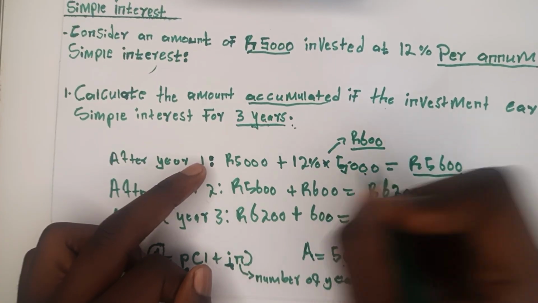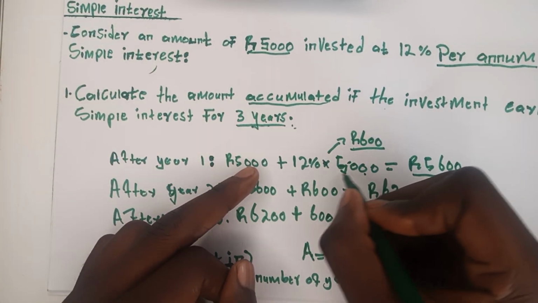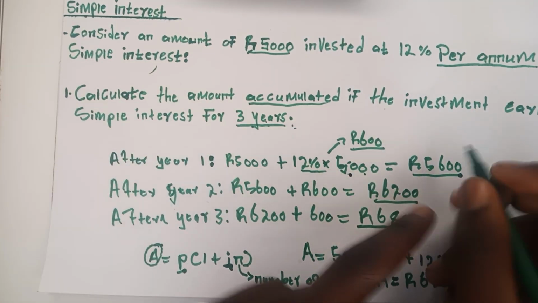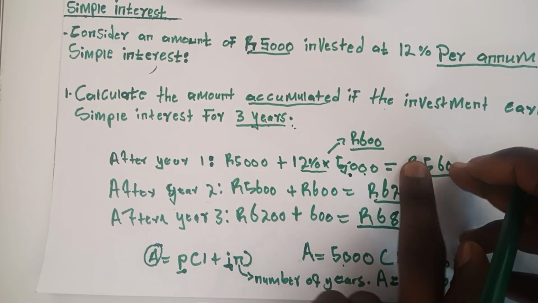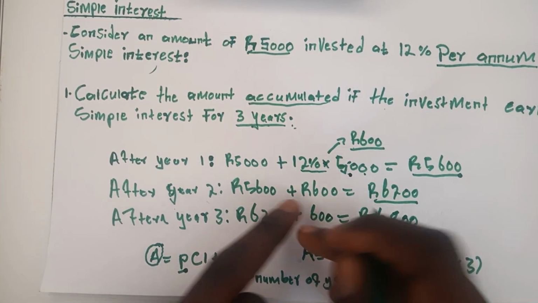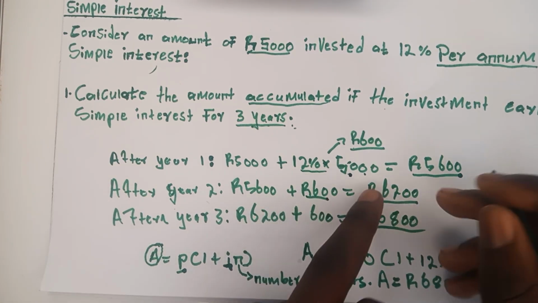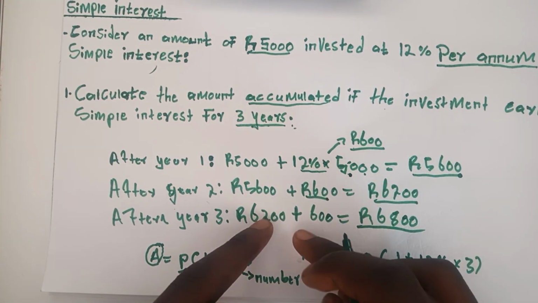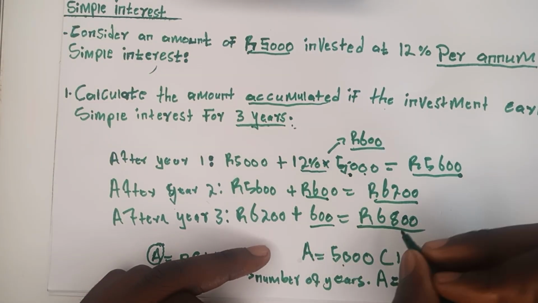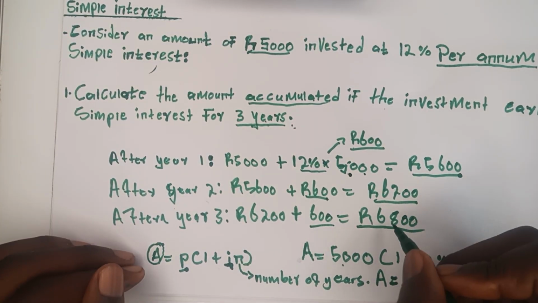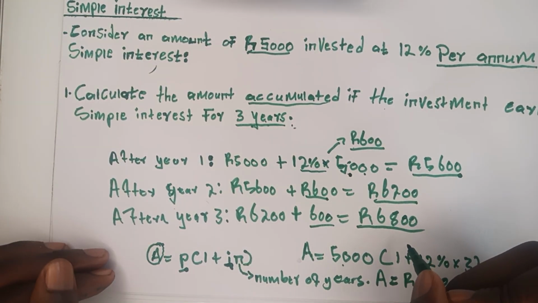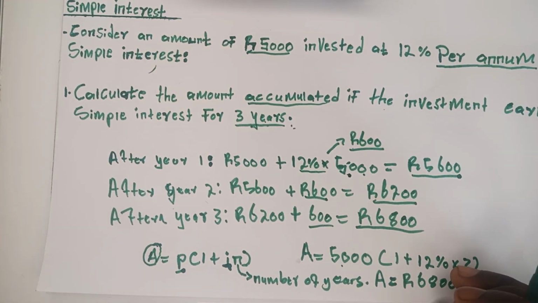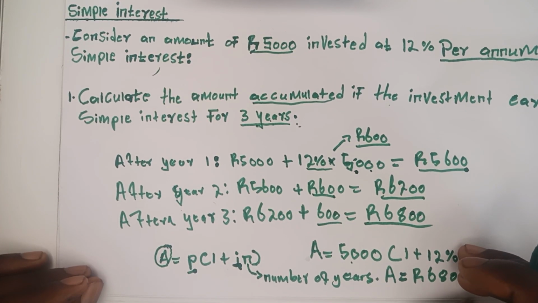Can you take a look here? We added 600 to the initial amount, which was 5,000, and then again we take that accumulated amount after the first year and add the same 600, and then we take the accumulated amount after the second year, which is 6,200, and then we add 600. So the interest added to your accumulated amount through the course of the investment is always going to be the same. But it is a different story when we talk about compound interest.